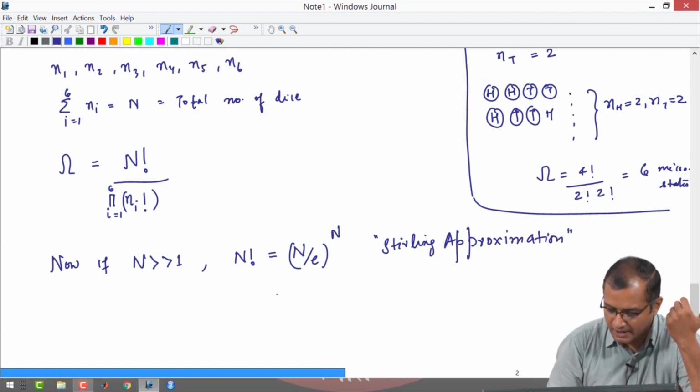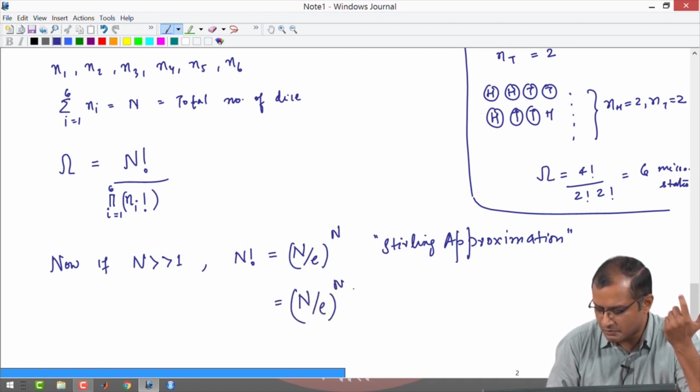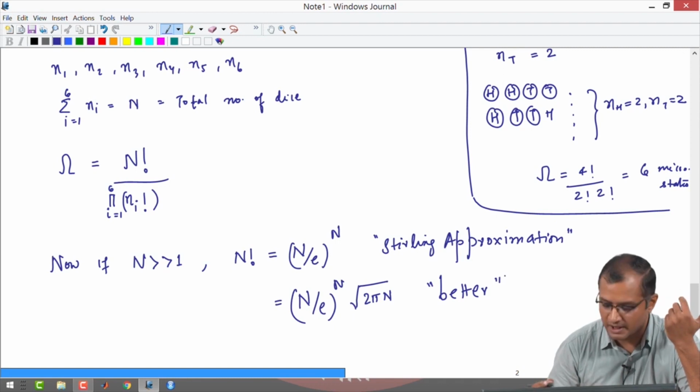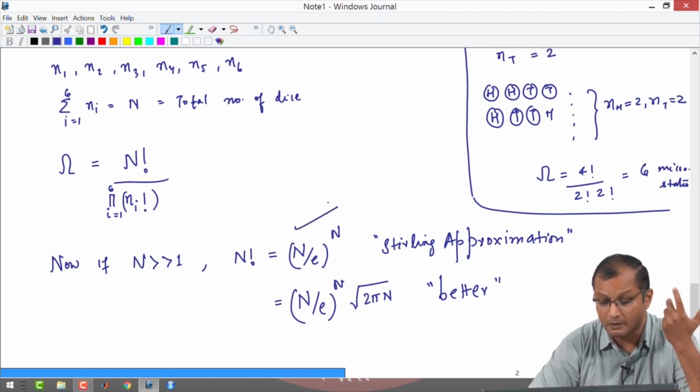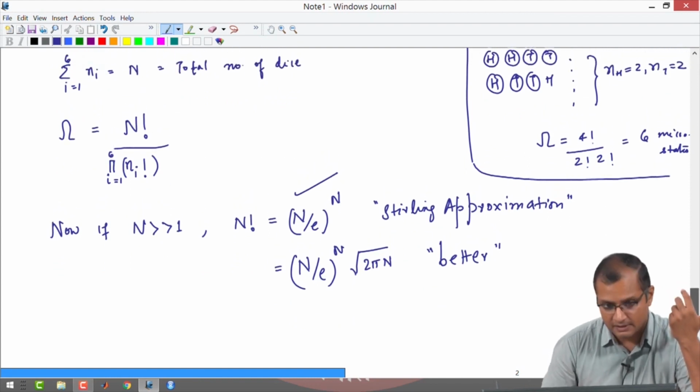Okay. So, you may actually have a better approximation of Stirling. You may take (n/e)^n times the square root of 2 pi n. This is better, but for the purpose, both will give you the same result. I am going to choose this one. Slightly less accurate, but it suffices.